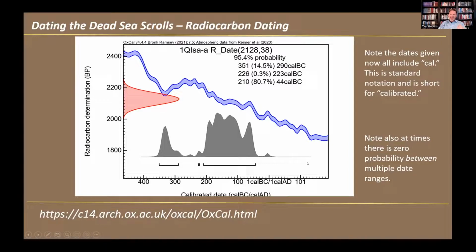And also note that at times, it's possible that there's actually 0 chance that something between these date ranges could work. So right here, we have a little residual gray, but there are examples, and I saw some of them, where it could be one date range, and you can have another date range. And those date ranges may be 50 or 80 years apart, but there is absolutely 0 probability that the sample that you're testing died in the time in between those ranges, which was an interesting thing to learn as well.